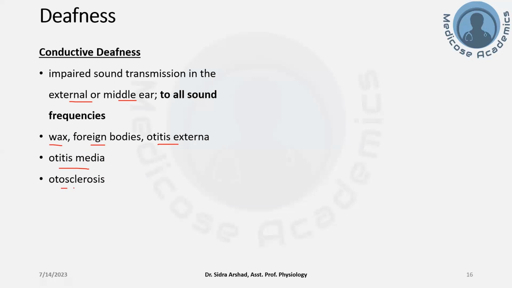Another disease, known as otosclerosis, causes the replacement of the bones in the middle ear with fibrotic tissue, and it can actually cause the sclerosis of the footplate of stapes. This is going to cause decreased vibration, decreased ossicular conduction, and this is going to cause conductive deafness.